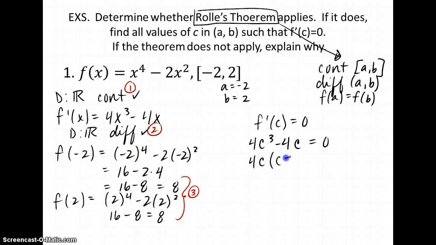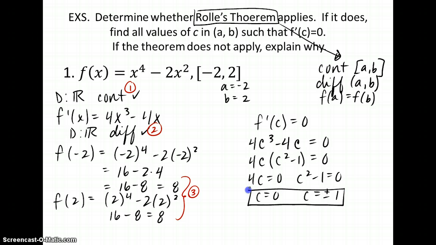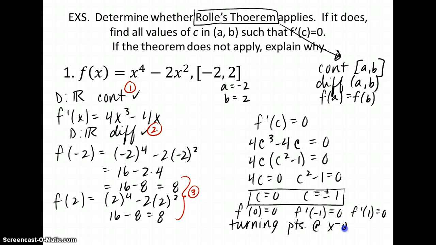Factoring out 4c, I'm left with c squared minus 1. Setting each factor to 0, c is 0, and c equals plus or minus 1. So all 3 of those values are in the interval from -2 to 2, so we would include all 3 as our answers. And what does this mean? If we plug these values back into the derivative, they would each give us a value of 0, which means graphically there's horizontal tangent lines. What do horizontal tangent lines represent? There would be turning points at x equals 0, -1, and 1 on the graph of the function.